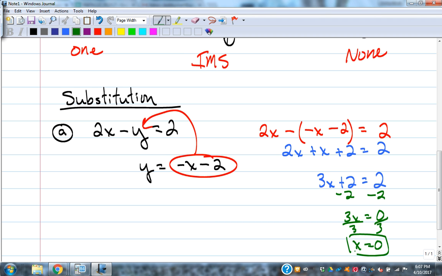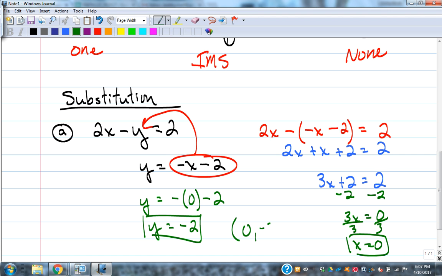We have x, so to get the y value that goes with it, we can plug that back into one of these other equations and get y. I'm going to go back to this one because that's pretty easy, because it says y equals something. All I got to do is plug in the x that I know. So that'd be y equals negative 2. So the ordered pair is (0, negative 2). That's an example of substitution.